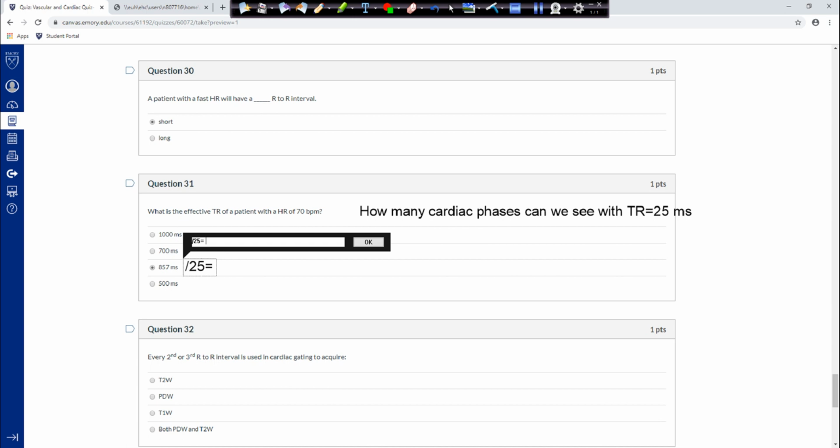So what is that number? 34.3. Good. So let's just round up to about 34, or round down, 34 cardiac phases. So that's how many different images of the heart within all those different phases. So slightly contracting, more contracting. So we get all these different phases. So it's a two-part question.